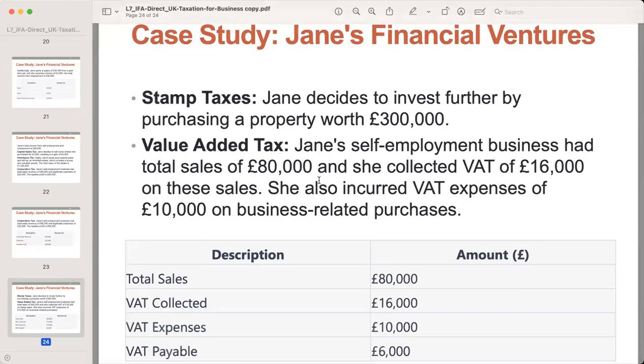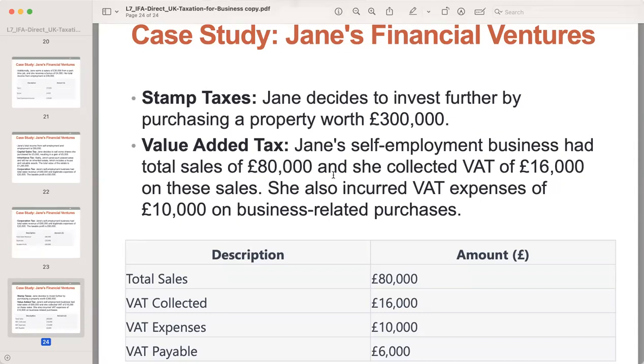Then there is value-added tax. Jane's self-employment business had total sales of £80,000 and she collected VAT of £16,000 on these sales. She also incurred VAT expenses of £10,000 on business-related purchases.